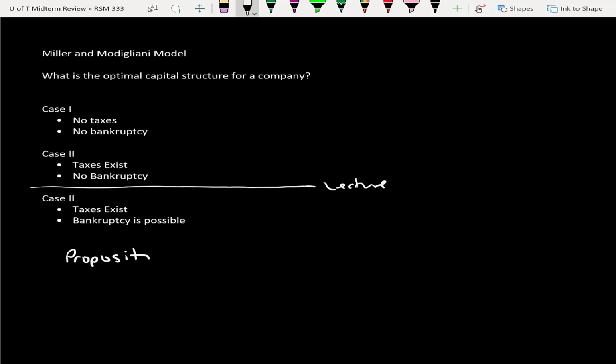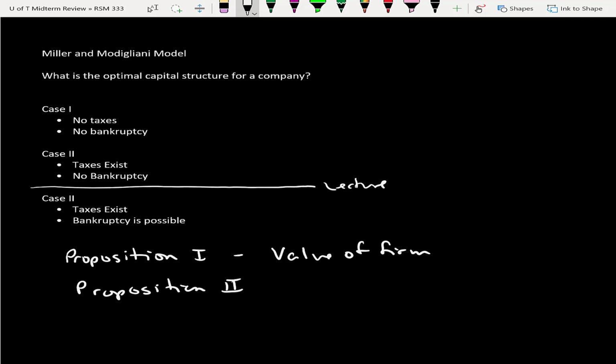And I'll give you two terms. So there's proposition 1 and proposition 2. The way I find it's easiest to think about this is proposition 1 is the value of the firm, and what we want to do with this is maximize it. And proposition 2 is the weighted average cost of capital, and what we want to do is minimize the weighted average cost of capital. Both of these two things will happen at the same point if you find the optimal capital structure.